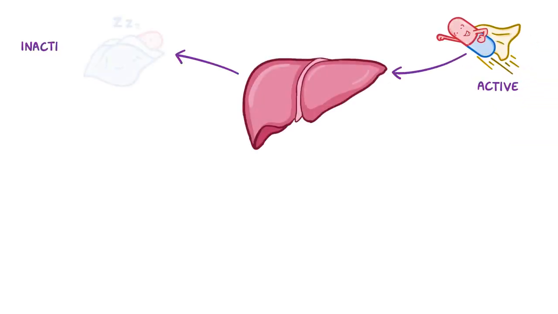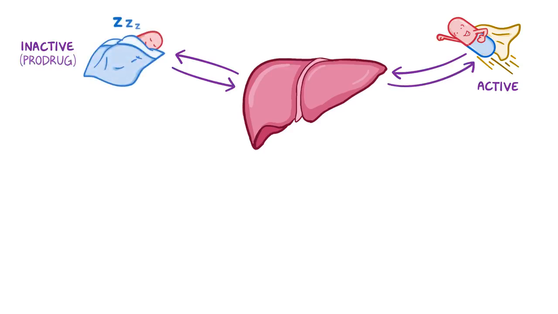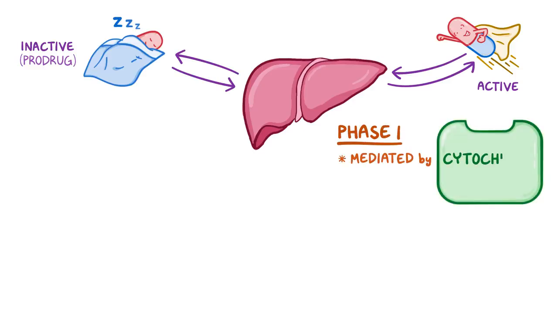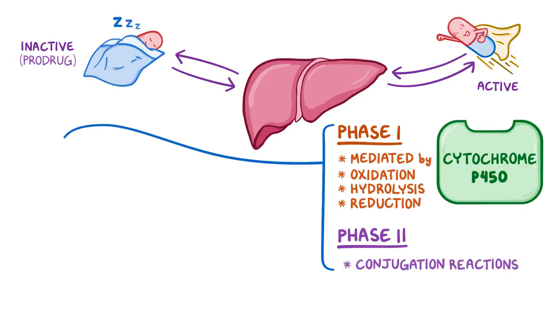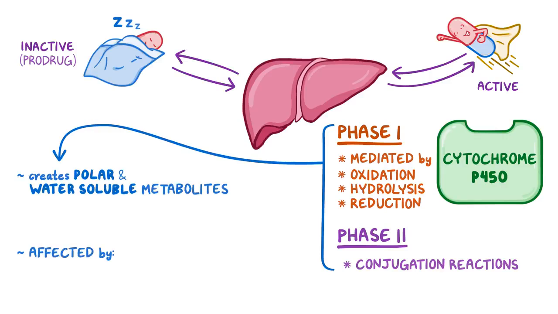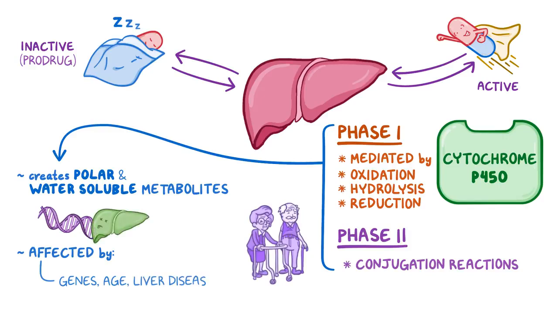Alright, as a quick recap. Metabolic reactions can transform either an active medication into an inactive metabolite or an inactive medication, called a prodrug, into an active metabolite. There are two phases. Phase 1 is mediated by cytochrome P450 and involves oxidation, hydrolysis, or reduction, and Phase 2 involves conjugation reactions. Both of them take place in the liver, creating polar and water-soluble metabolites, and are affected by genes, age, liver disease, and interactions with medications, foods, and supplements.